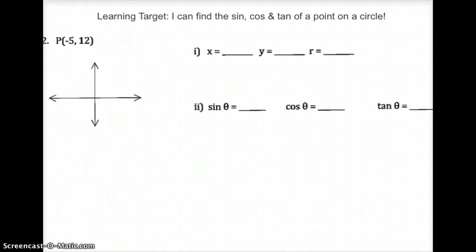What if I give you negative 5, comma 12 as the point? So I gotta go back 5, and I'm not gonna draw 12 tick marks. Let's pretend that that's negative 5, 12.